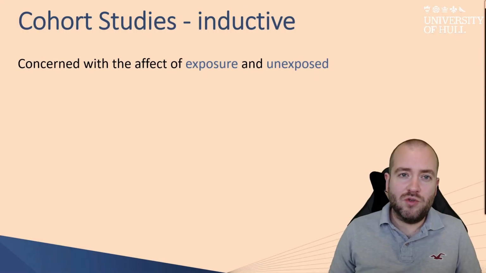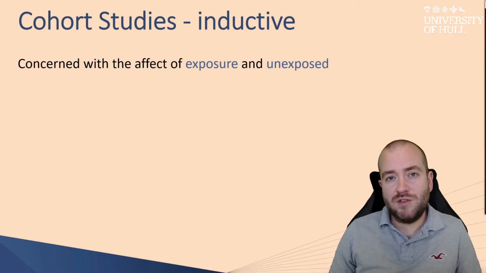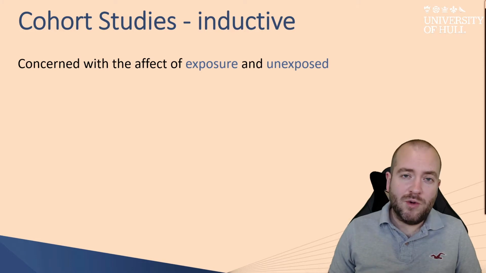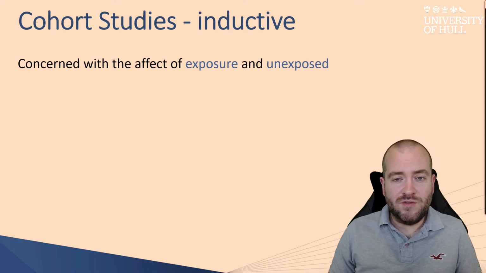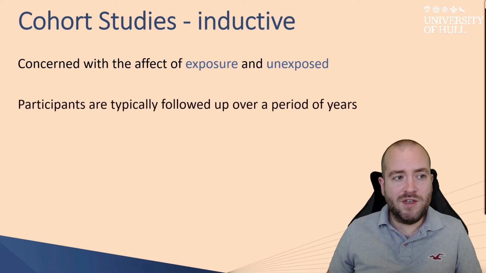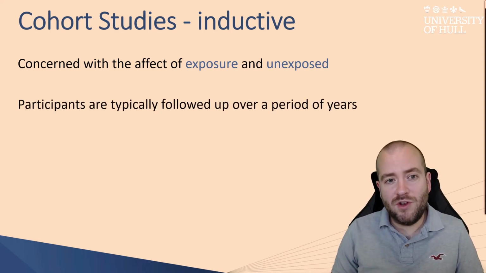Unlike randomized controlled trials, which are considered a deductive research method, whereby we're trying to deduce the effect of something on an outcome, cohort studies are considered inductive. And the reason for that is that we're actually concerned with the exposure or unexposure of patients or something to a phenomenon. And typically what you find in cohort studies is that patients are followed up over a period of years. And these are often epidemiological studies.